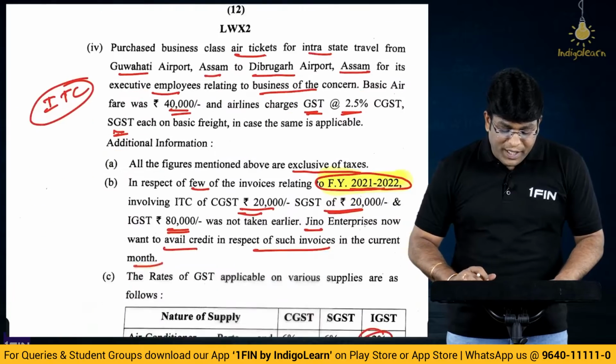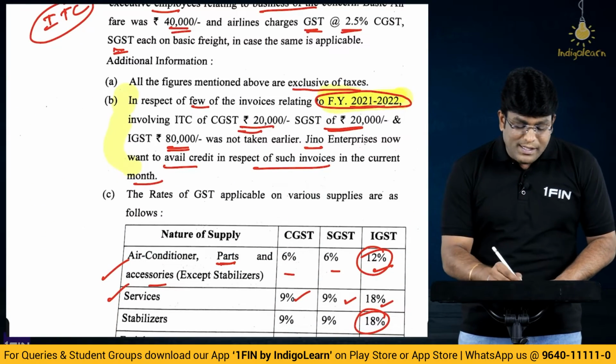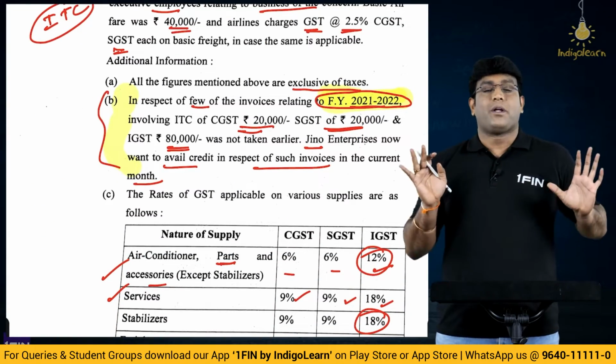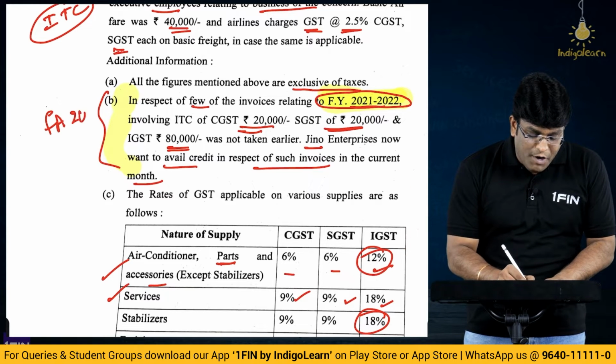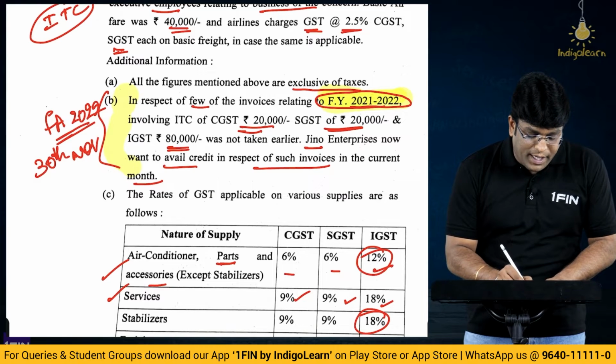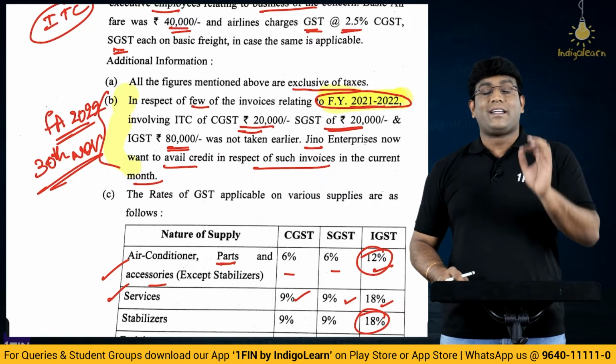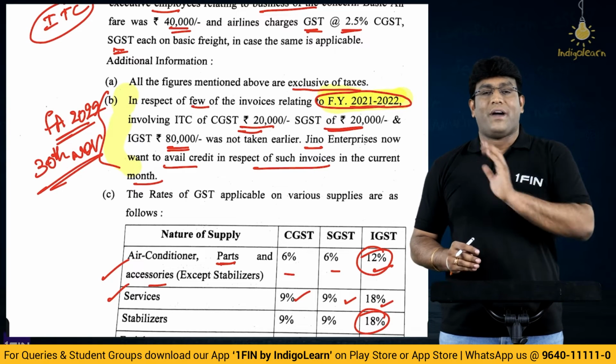And what they are telling, my dear friends, 21-22, there is some credit which they have missed out and they want to claim it now. And we know the latest amendment made by Finance Act 2022, where the time limit to take the credit is extended to 30th November following the end of financial year.